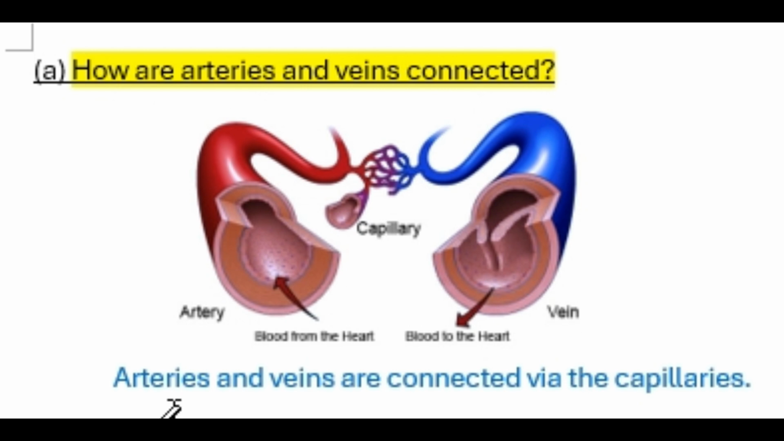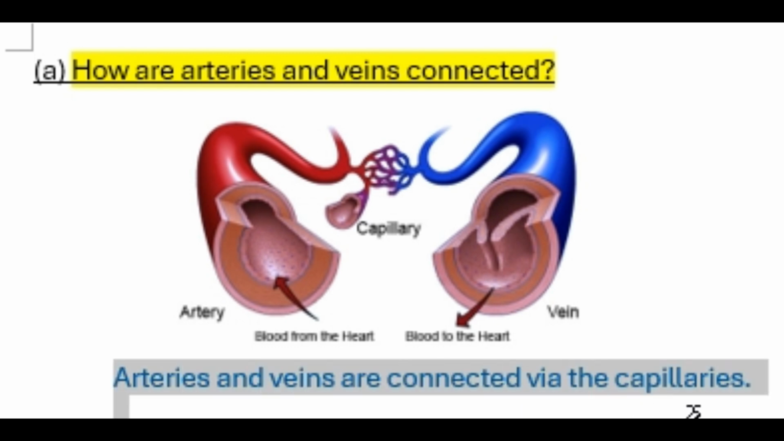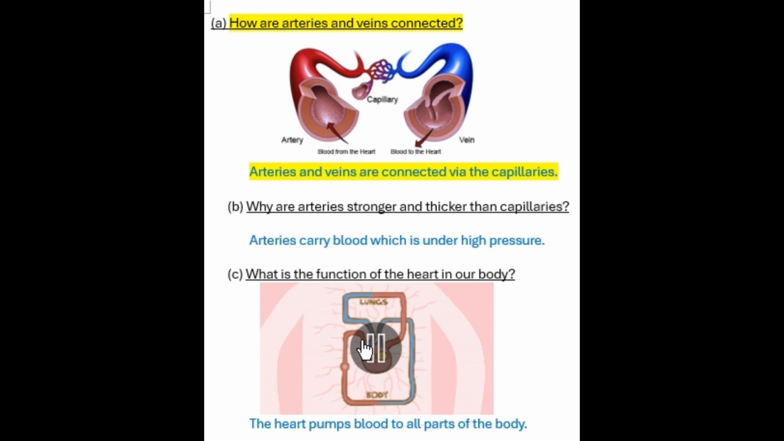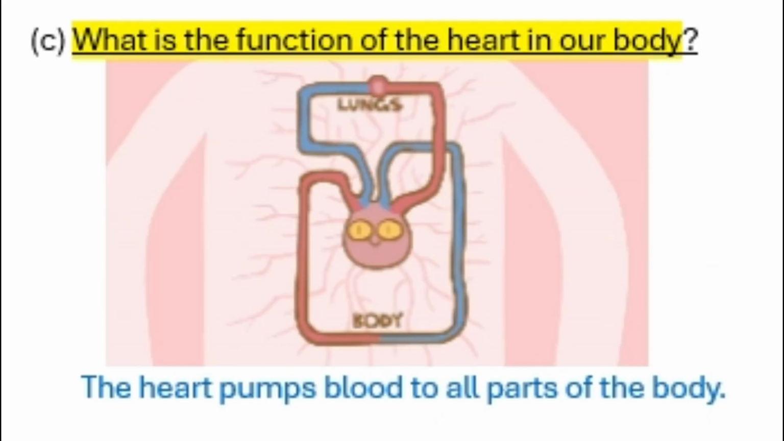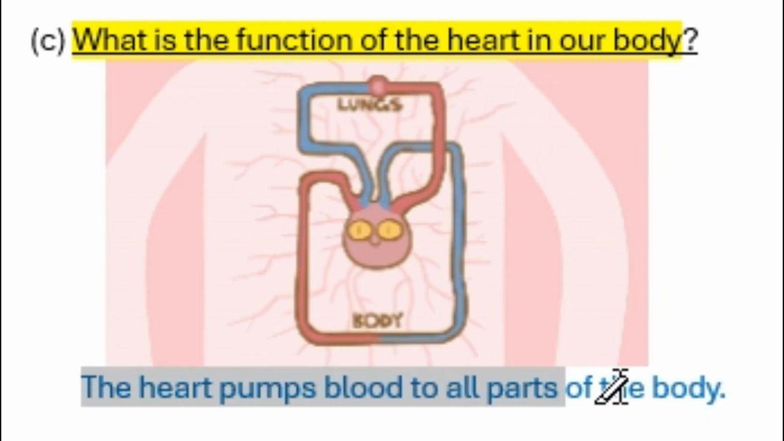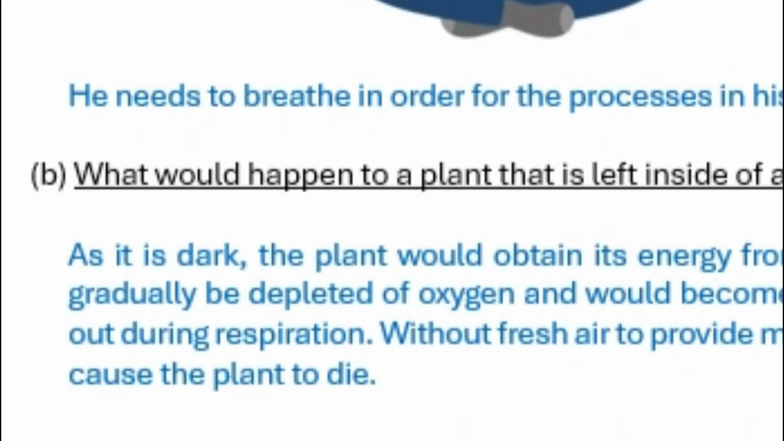How are arteries and veins connected? Arteries and veins are connected via the capillaries. B. Why are arteries stronger and thicker than capillaries? Arteries carry blood, which is under high pressure. C. What is the function of the heart in our body? The heart pumps blood to all parts of the body.